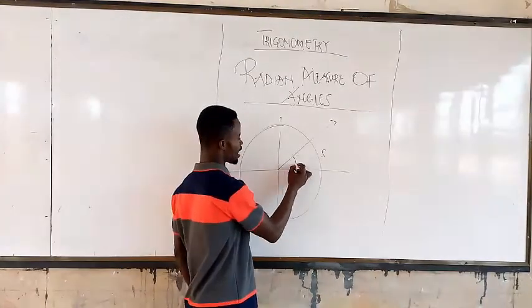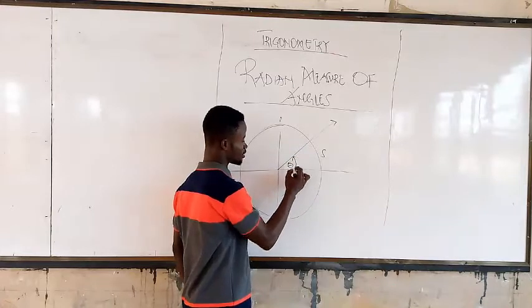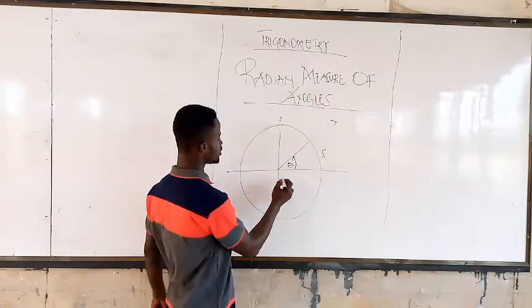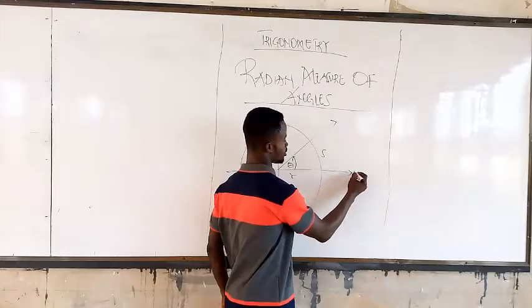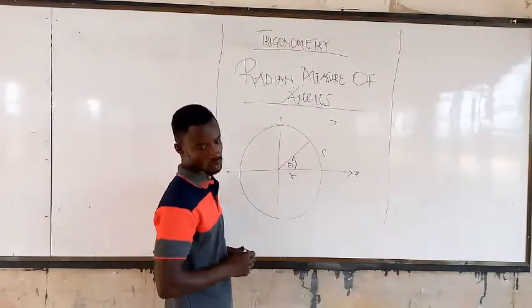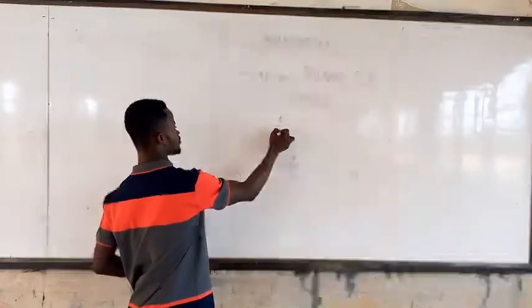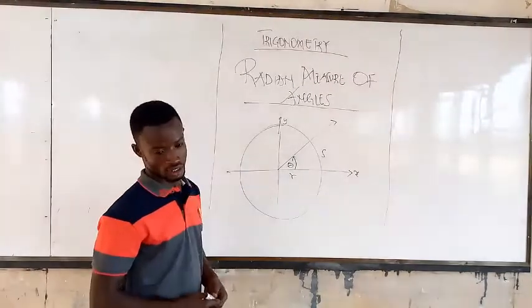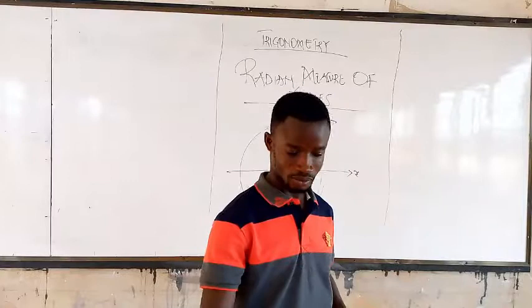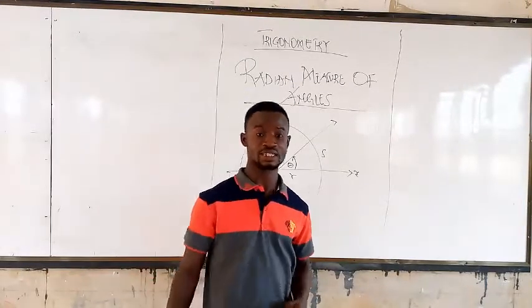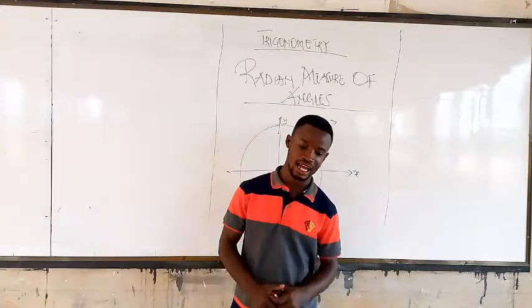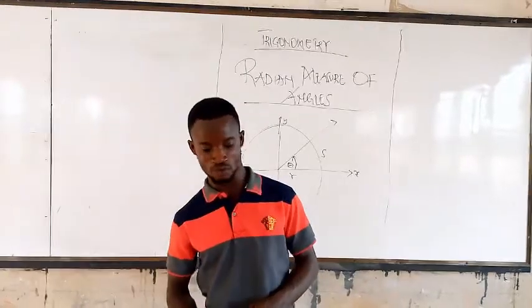And we have the angle here. This is the radian. And we also have the y-axis. Alright. So what does it mean if an angle has a radian measure of 2?